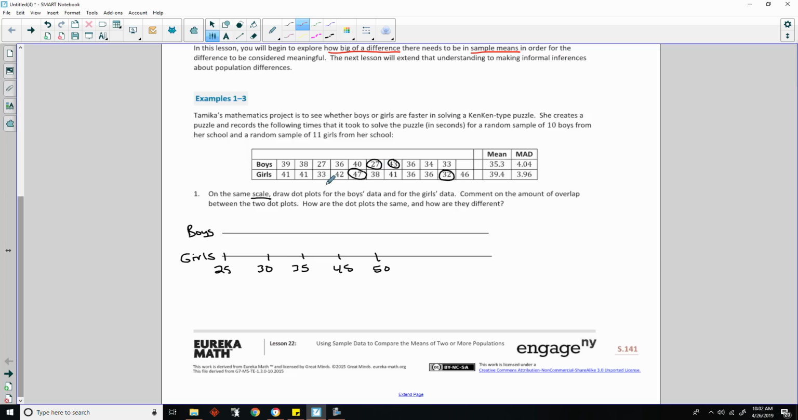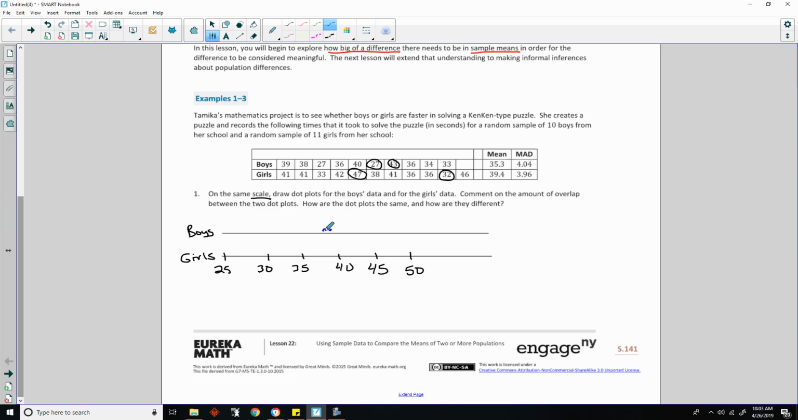Okay, so now we're going to plot. And so for the boys, there's a 39. I made a mistake here. Let me fix my scale. I skipped 40. Alrighty. 25, 30, 35, 40, 45, and 50. Okay. So now, boys, there was a 39, which would go just to the left of 40.